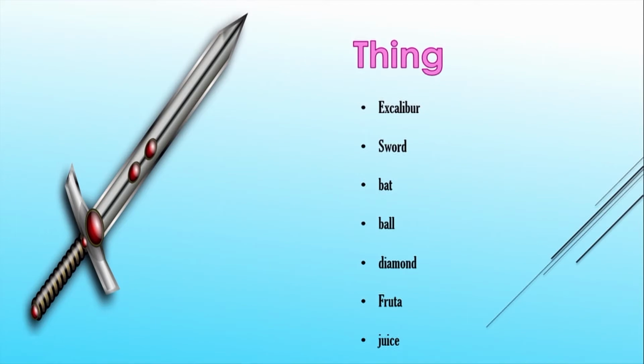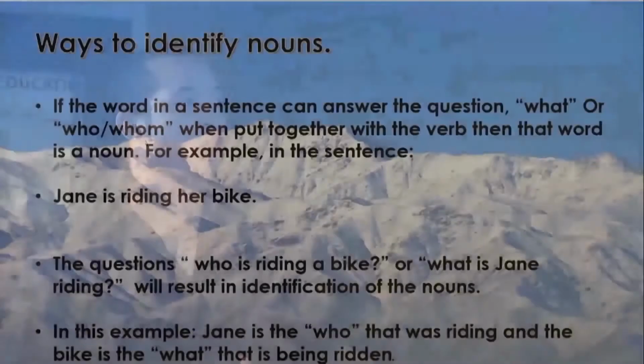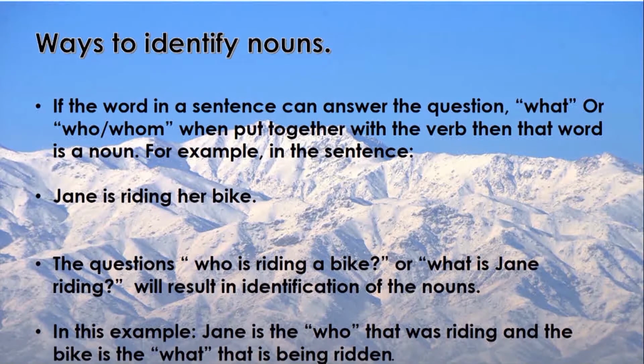So now that we have established what a noun is, what we are going to do is find some ways that we can identify nouns in a sentence. If the word in a sentence can answer the question what or who/whom, then that is a noun.